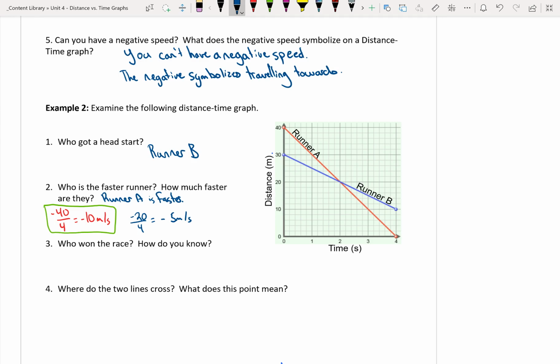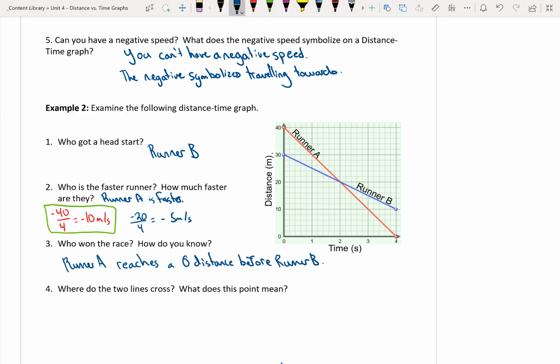Who won the race, and how do you know? For our next question, well, runner A has won the race. And we can tell because they reach the 0, or they get back to the reference point before runner B. So you could say runner A reaches a 0 distance before runner B.